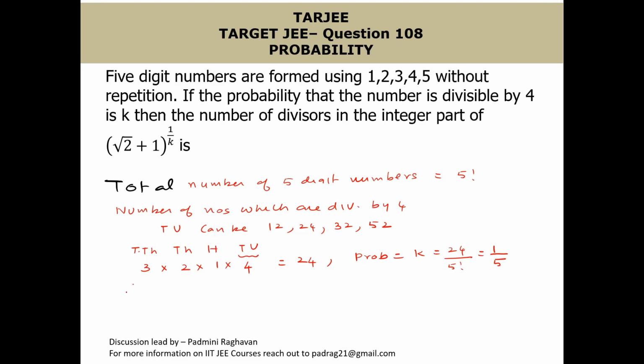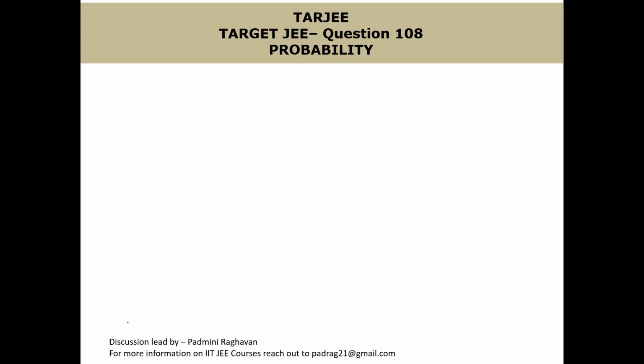Now we need to find the integer part of (root 2 plus 1) whole power 1 by k. What is the integer part of this? First let me call this series S. Let me call another series lambda, which is going to be its conjugate, (root 2 minus 1) whole power 5. Let us write the expansion of S.